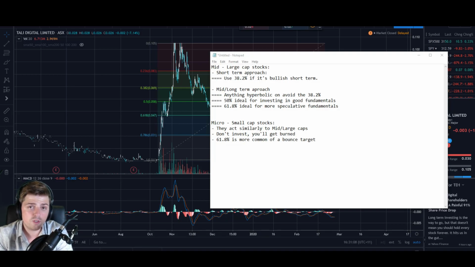Now, for the micro and small cap stocks, they act very similarly to the mid to large cap stocks. In the short term, the 38.2 is fantastic if something's pumping, but you've got a much shorter time frame. So you probably have an intraday bounce off the 38.2. You might have something bounce off the 38.2 within maybe 2 days instead of, let's say, over 7 or 10 days like a mid to large cap would. So 38.2 is great if you've got an announcement that's actually good, right?